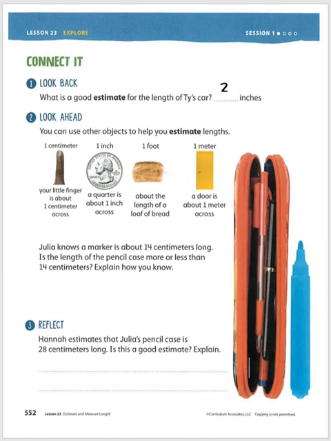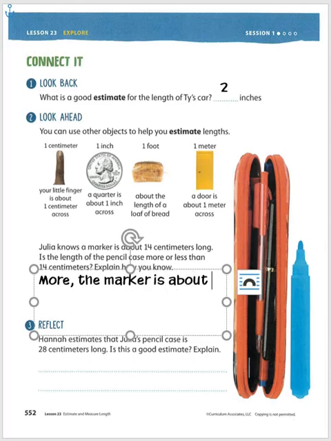Okay? All right, Julia knows a marker is about 14 centimeters long. Is the length of a pencil case more or less than 14 centimeters? Explain how you know. Well, here's the pencil case. Here's the marker. Which one is more or less? So, is it more or less? It is more because the marker is about 14 centimeters, right?